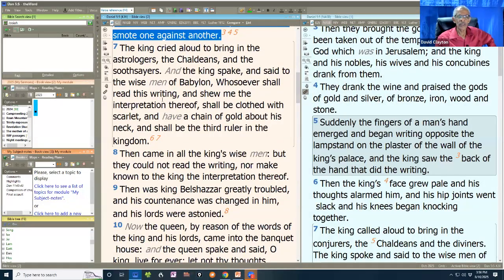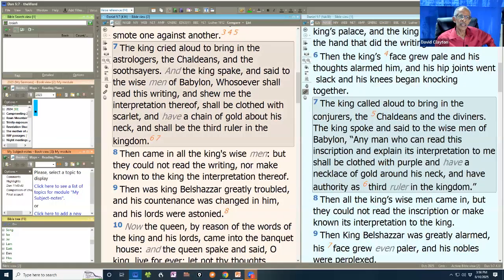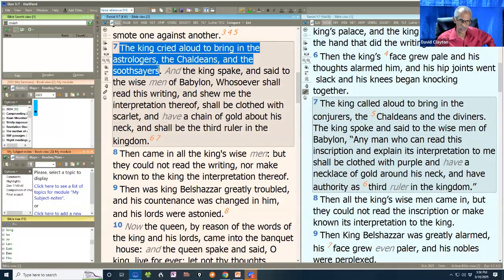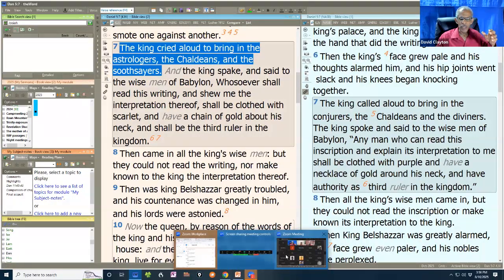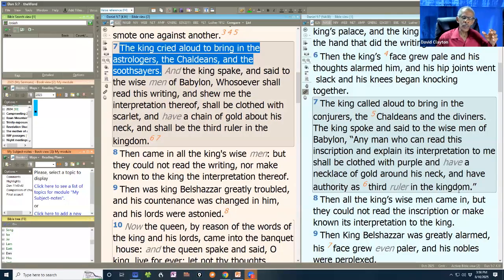When you look at what happens in the next verse, I'll comment on it afterwards. It says, then the king cried aloud to bring in the astrologers, the Chaldeans, and the soothsayers. Why? Because that's the way things run in the kingdom of Babylon at this point in time. And somebody may say, well, didn't Nebuchadnezzar learn that these men had no power and no authority? Nebuchadnezzar's experience was his experience, right?